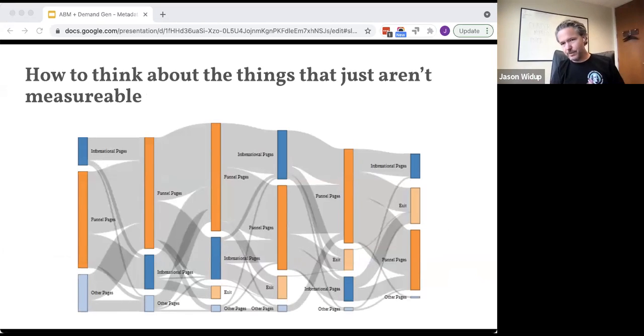I'm going to breeze through this one a little bit, but the important thing to note here, don't pay attention to the visual, it's just meant to confuse you. The point is that you can't measure every single touch point that somebody goes through before they buy your product. In fact, some of the more important things that get people over that hump and get them to buy are just not measurable. Some of the things we were talking about earlier, like having a podcast, people listening to your podcast, and what impact does that have? That is almost impossible to measure.